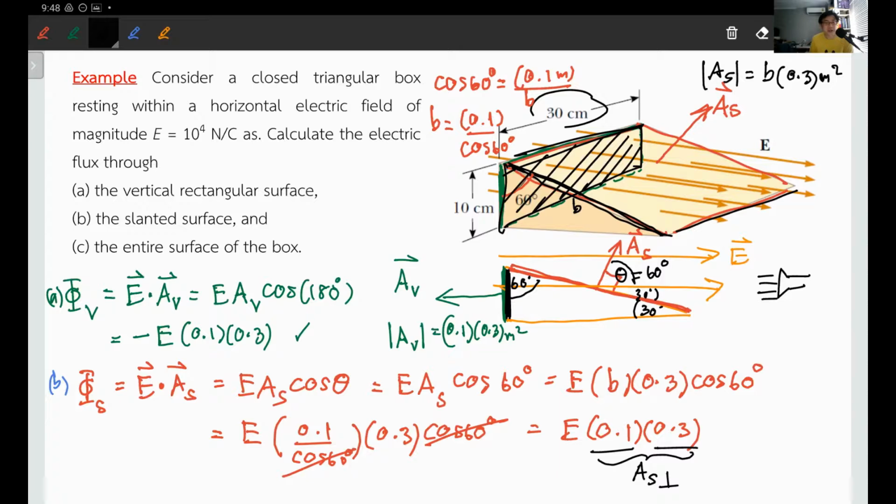So actually, you can tell right away. Well, I'm just going to use just the vertical area because that vertical area is just the projection of the slanted surface.